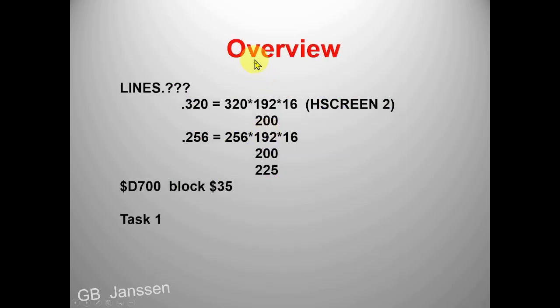All right, overview. We're going to have two programs, two binaries for you: lines 320 or lines 256. The 320 version will do 320 by 192 or 200, and the 256 version does 256 by 192, 200, or 225. It's going to operate at D700 out of block 35 in task 1, same as we've been doing with other things, like we did in lesson 18 with the letters.